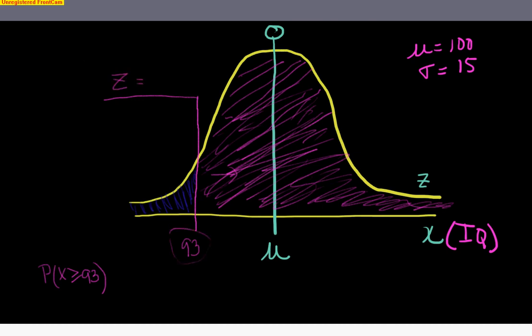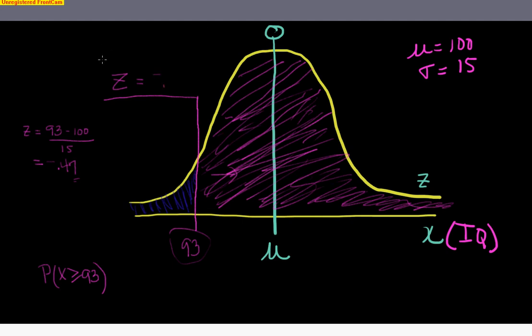So what is its corresponding z-score? Well, I know that z equals (93 minus 100) over the standard deviation of 15, which equals, you do that on your calculator, negative 0.4666 and so on. So negative 0.47, we're going to round it to the hundredths place, always the hundredths place, because that's how far the z-table goes.